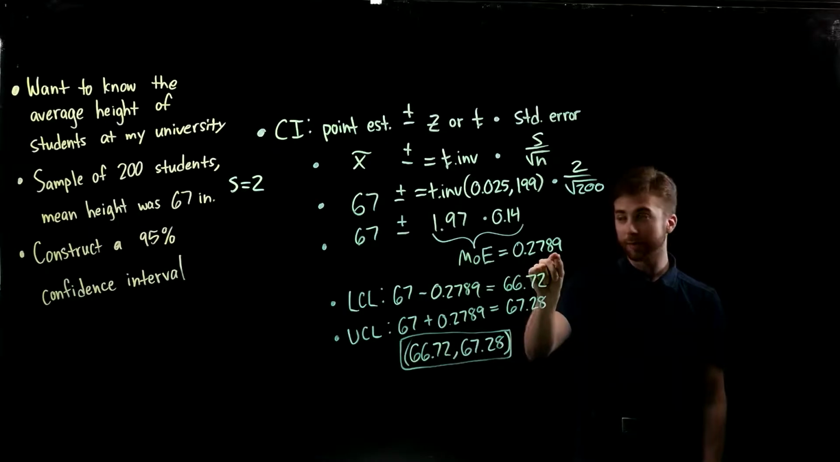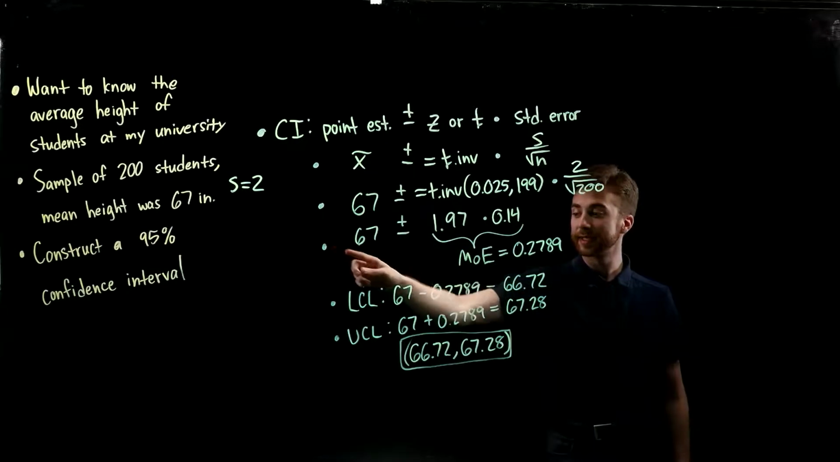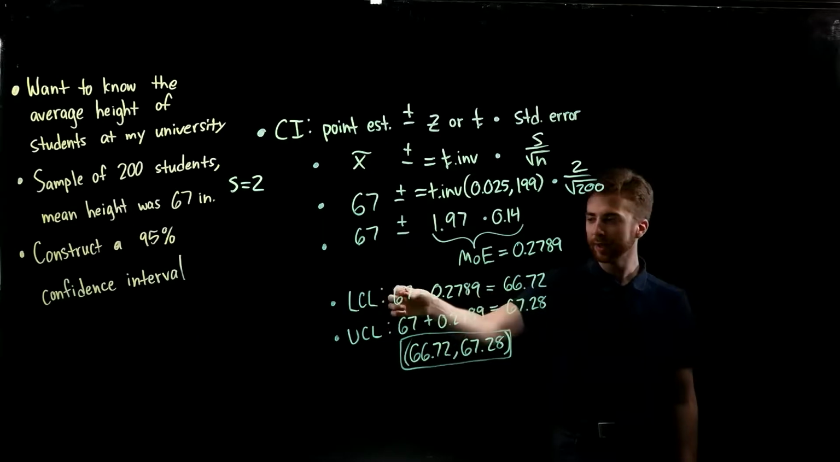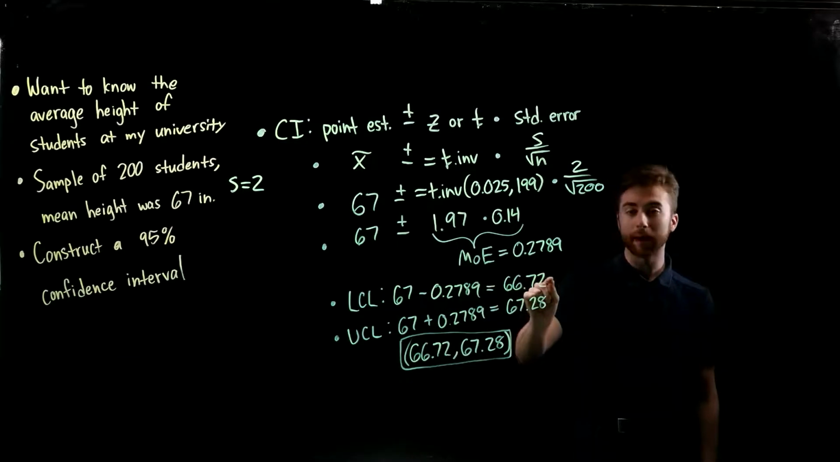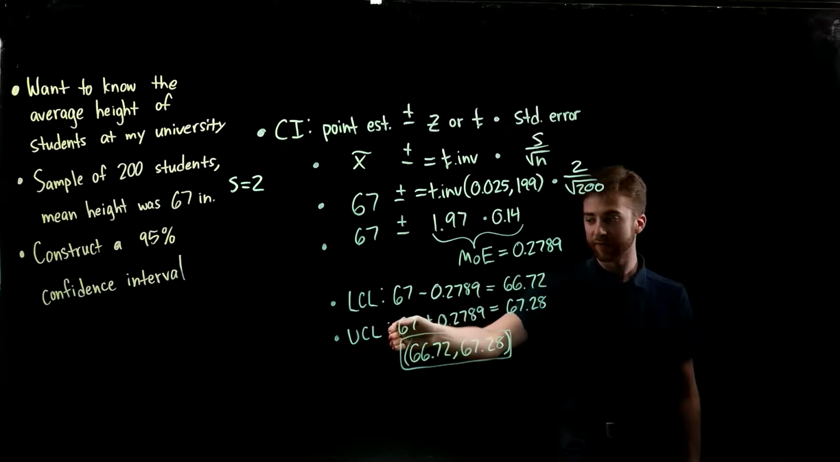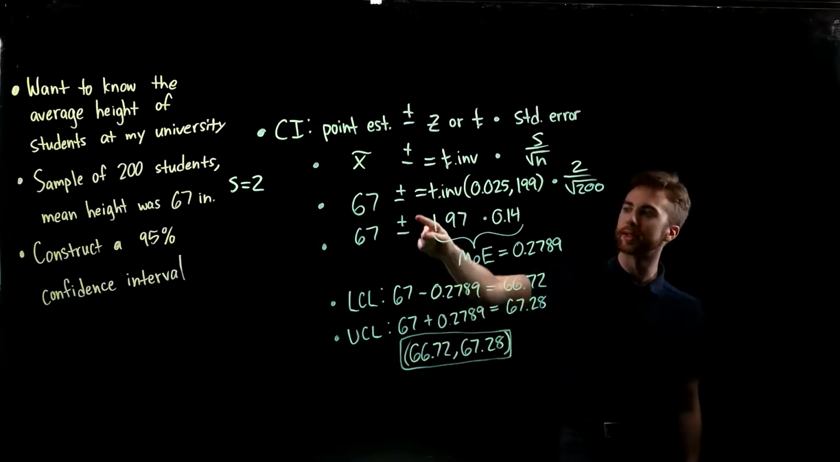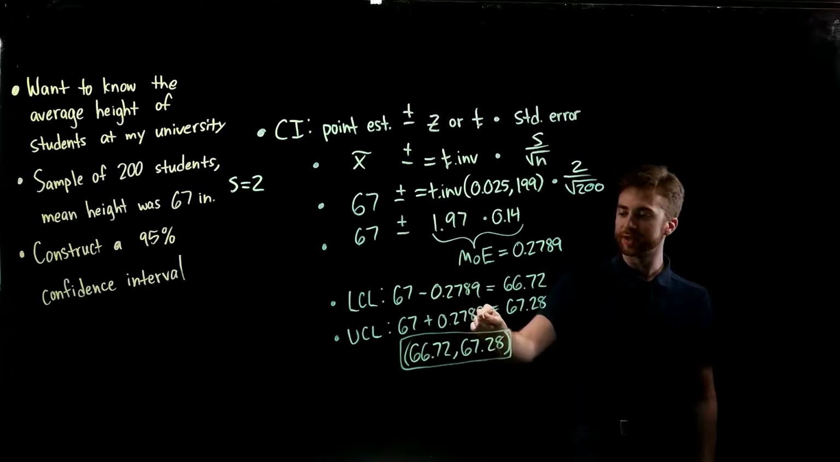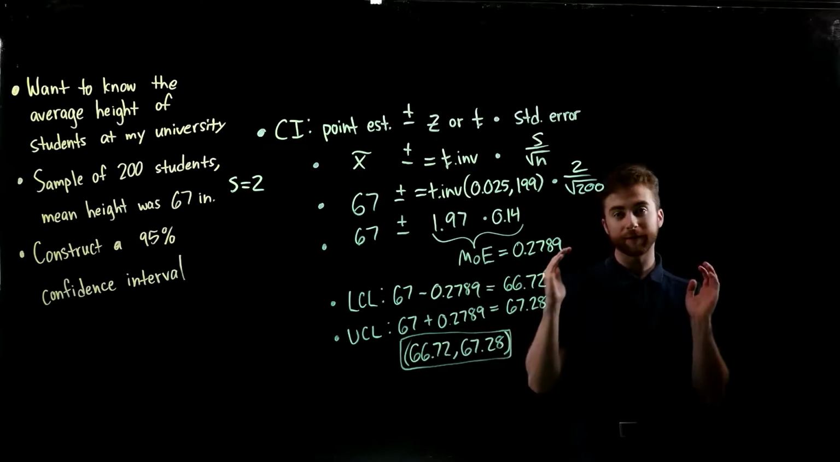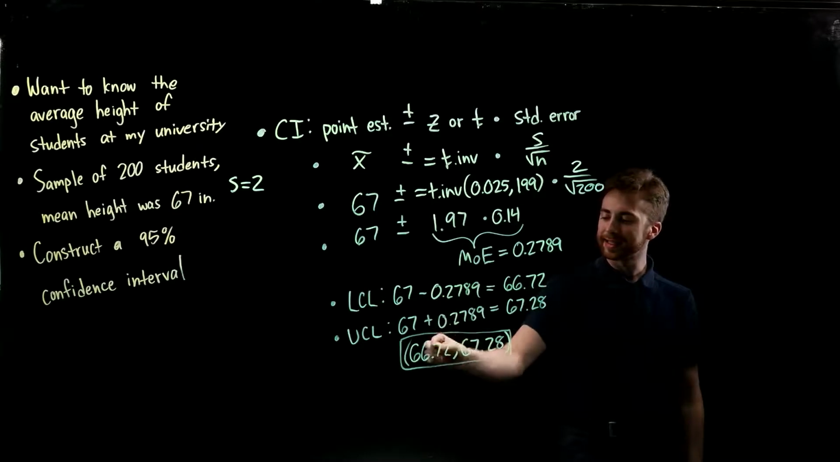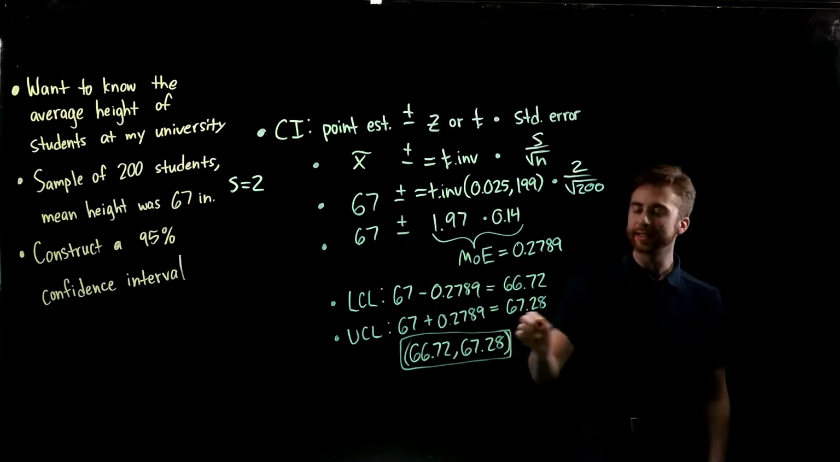And this is also the number that's going to be subtracted from 67 to give you your lower confidence limit. So I'm going to do 67 minus my margin of error, gives me my lower confidence limit. My upper confidence limit will be 67 plus that, hence the plus and minus, plus the 0.2789 gives us 67.28. So our final answer, our full confidence interval, is 66.72, 67.28.